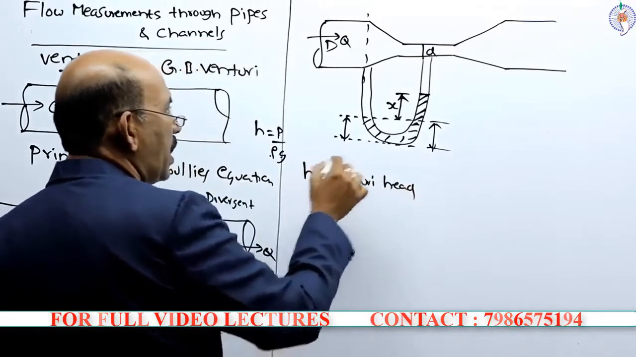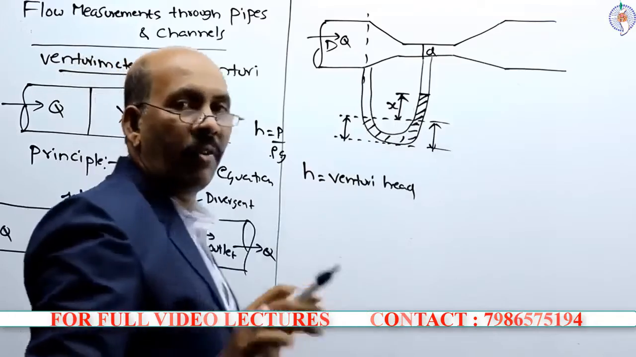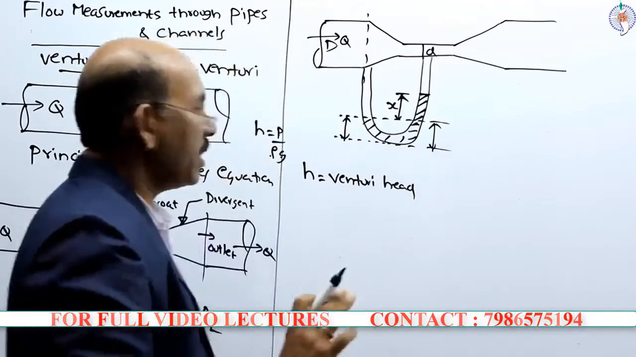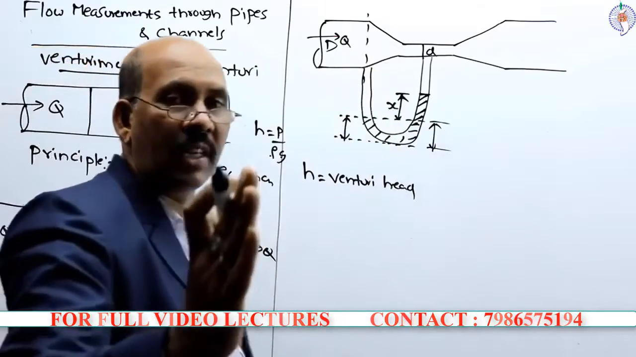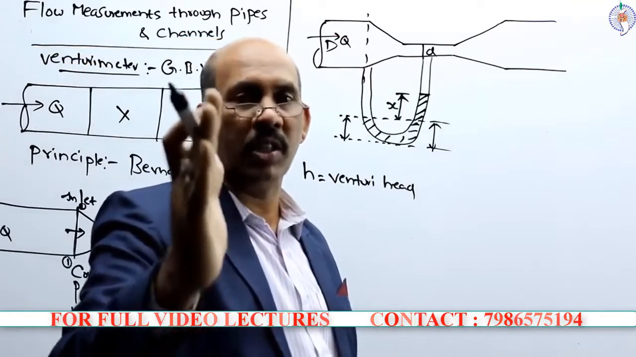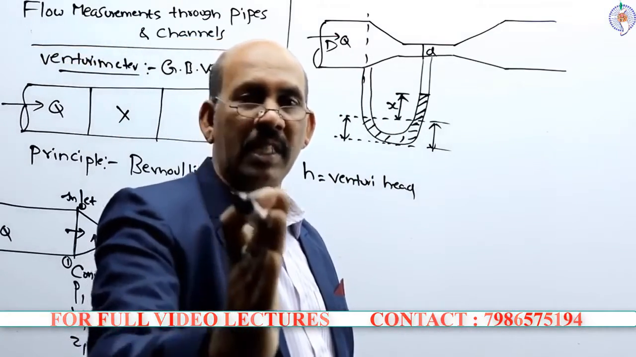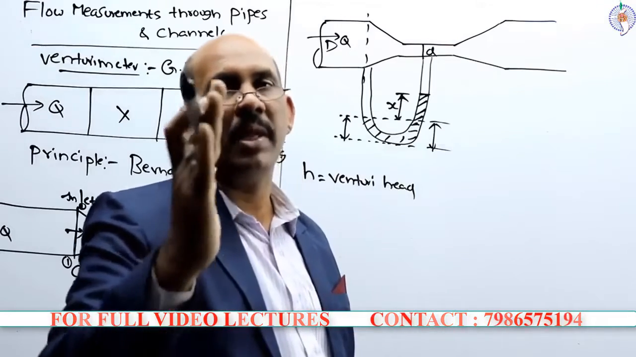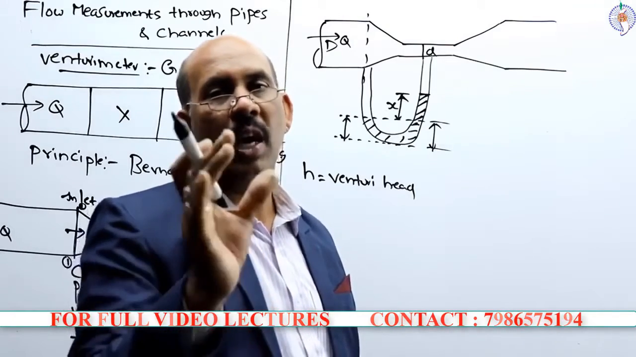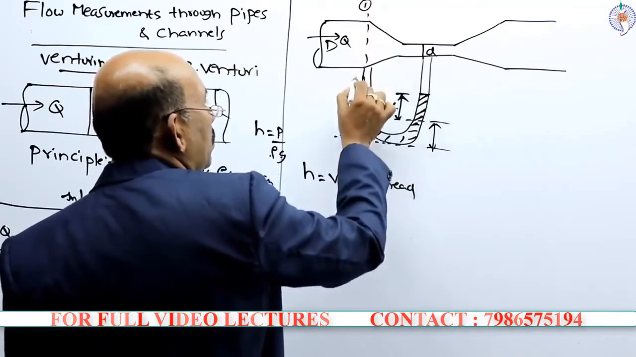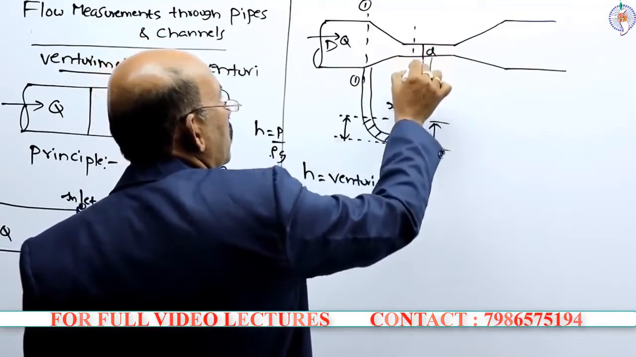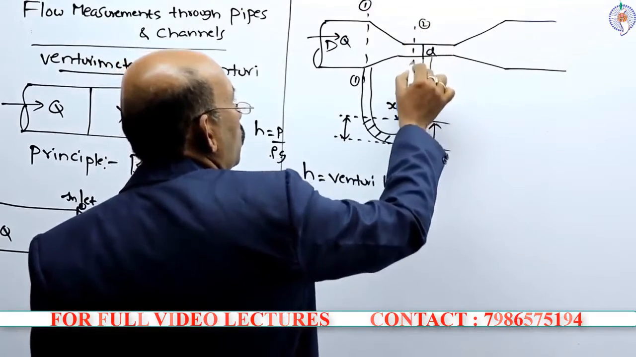This H can be calculated using the value of X by applying Bernoulli's equation, which states that the total energy remains constant. That means the energy at section 1 is the same as the energy at section 2, neglecting the losses between these two sections. This is section 1, this is section 2.